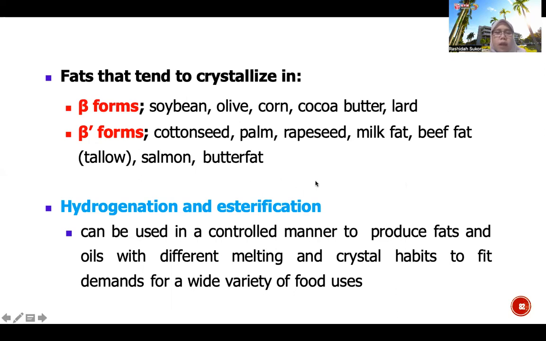Okay. And then hydrogenation and esterification. This is processing action, okay, that can be used in a controlled manner. So bila kita nak buat proses hydrogenation and esterification, you have to control it, okay. Which esterified you are going to do, which double bond you are going to use, okay. So this is done to produce fat and oil with different melting and crystal habit to fit demands for a wide variety of food users.